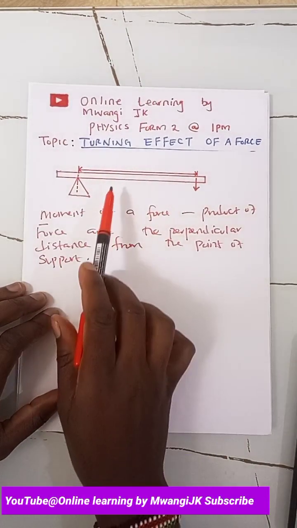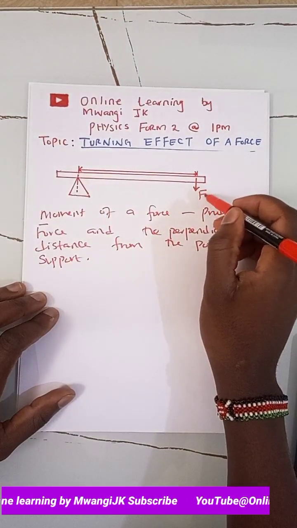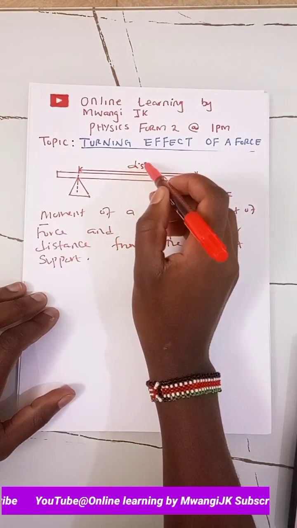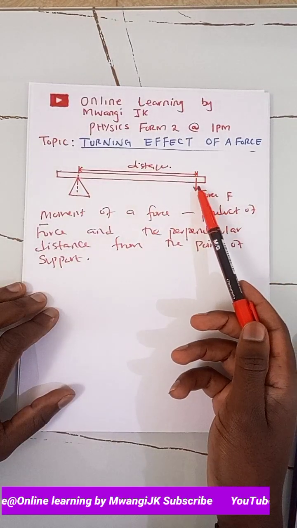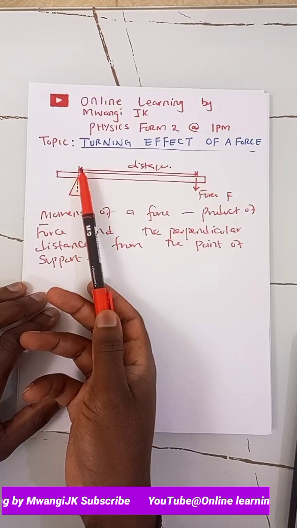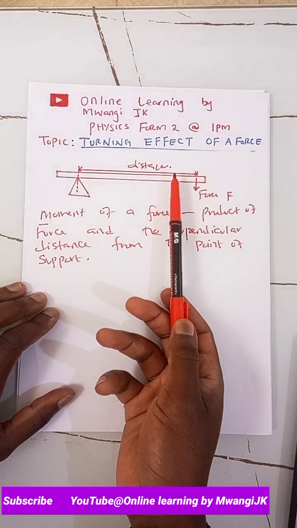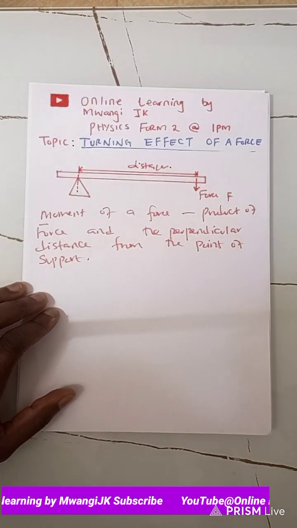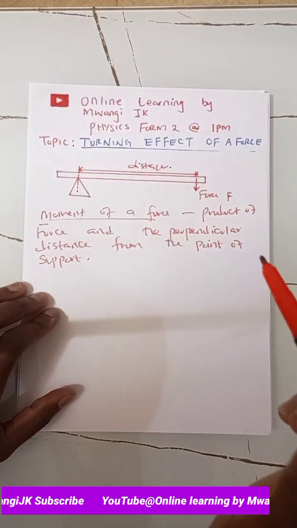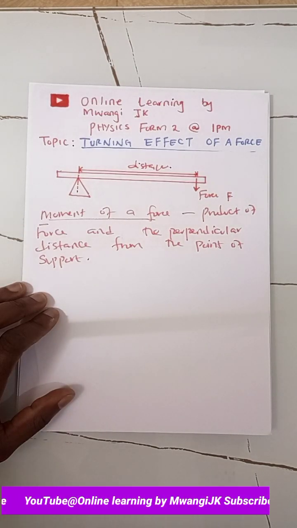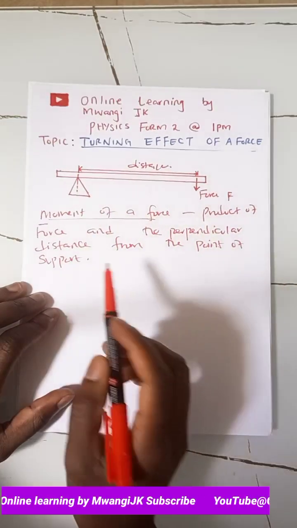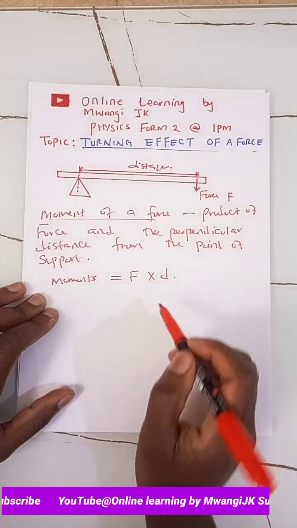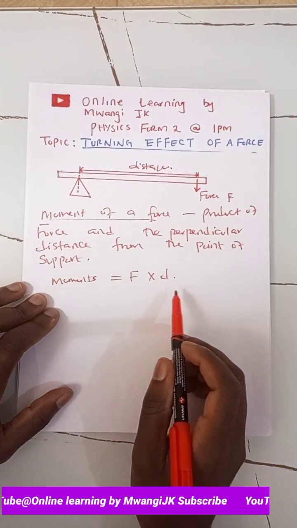Taking a case, for example, the diagram I have here. If we have a force F here, and this is the pivot, so this is the distance. The force is being applied at this point, and the perpendicular distance is from the pivot to where we have the force. And therefore, we'll talk about the moment of a force taken from this point of support. As I'm saying, the distance should be perpendicular from this point of support. So mathematically, we'll say moment is given by force times distance. The force should be in Newtons and the distance should be in meters.